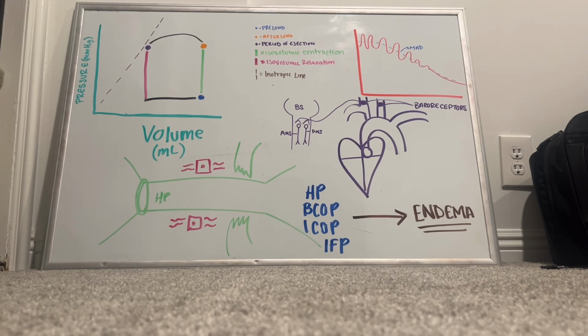Afterload is defined as the force against which the heart must pump to expel blood into the vasculature. It represents the resistance to blood leaving the ventricle during the ejection phase. Afterload is the sum of elastic and kinetic forces that oppose ventricular ejection. Essentially, it is the resistance that the heart muscle must overcome to move blood into the stretchy elastic arterial system.